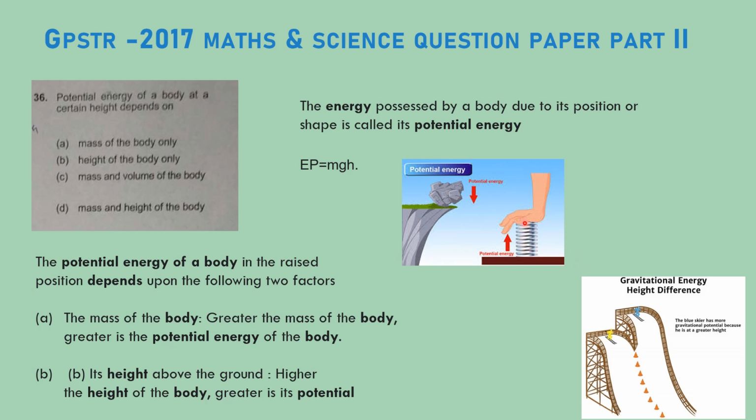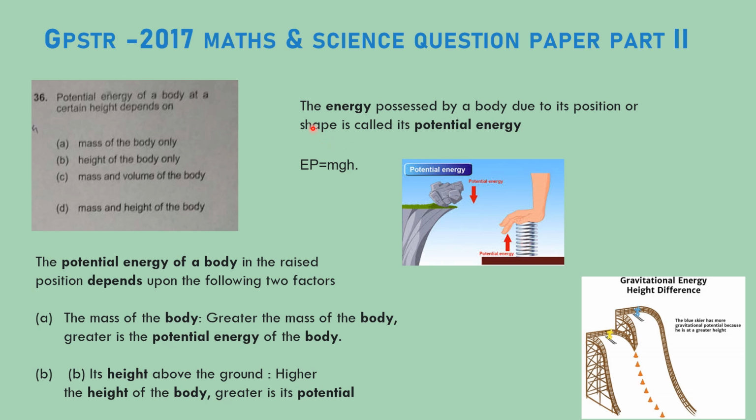This is a spring. If you press the spring, due to its position, it will possess potential energy. One more example, a stretched bow. When you stretch the bow, then due to its position, it will acquire potential energy.